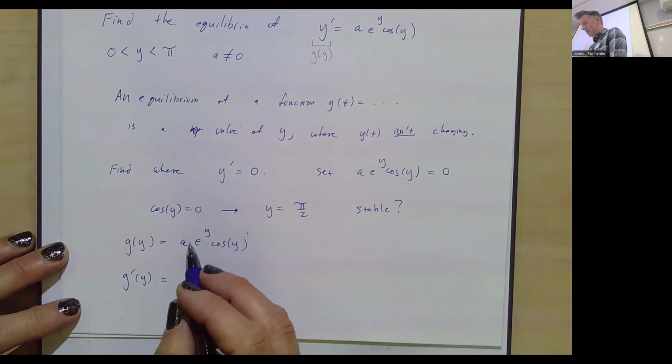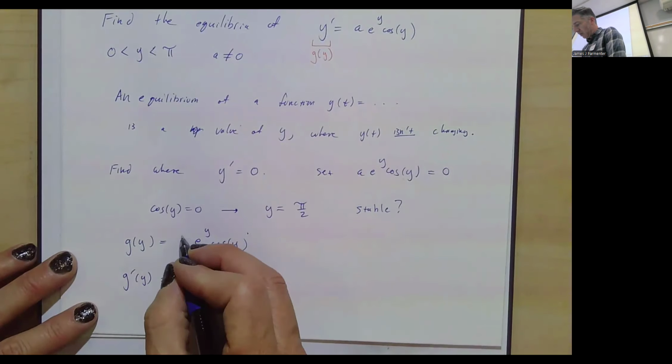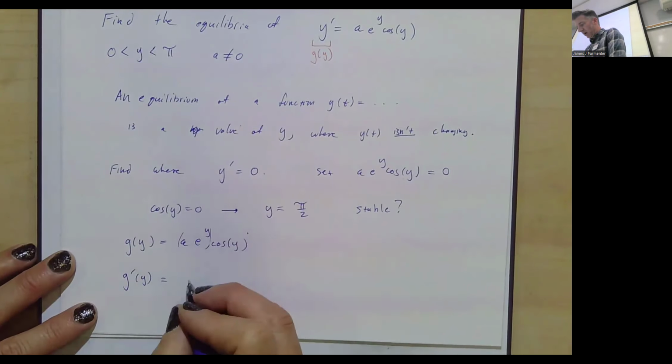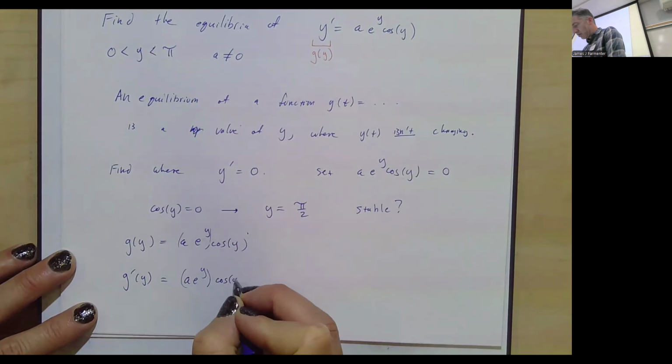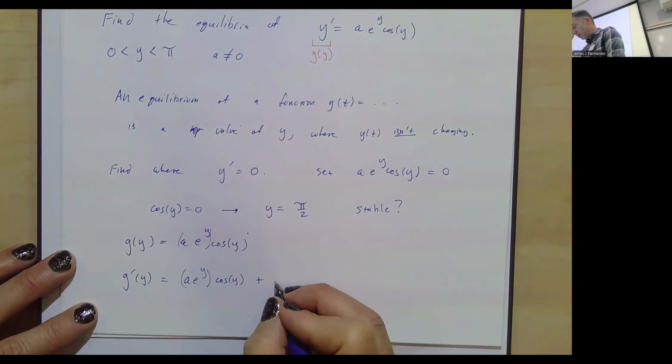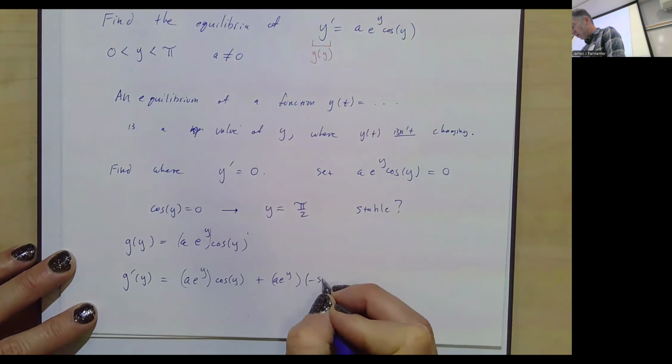So let's see, the derivative of a e to the y times cosine of y. I'm going to have to use the product rule. So I'm going to think of it as a e to the y times cosine of y. The derivative of a e to the y is a e to the y. Cosine of y hangs out. Plus, switch it up. Leave the a e to the y alone. Derivative of cosine of y is negative sine of y.